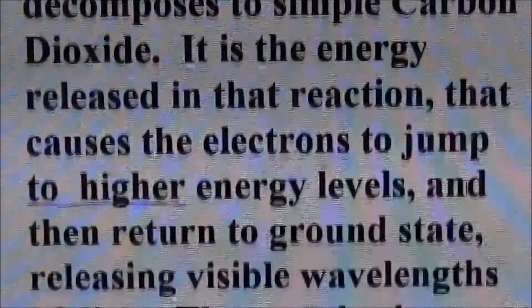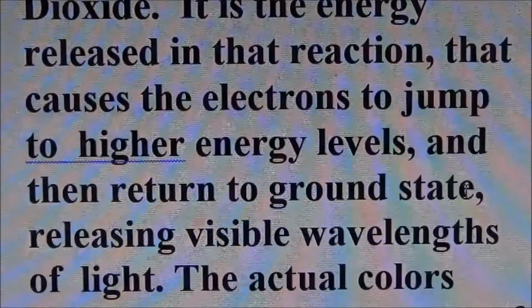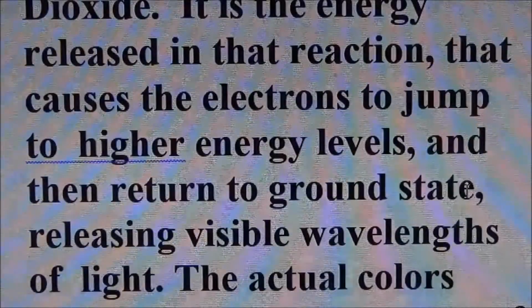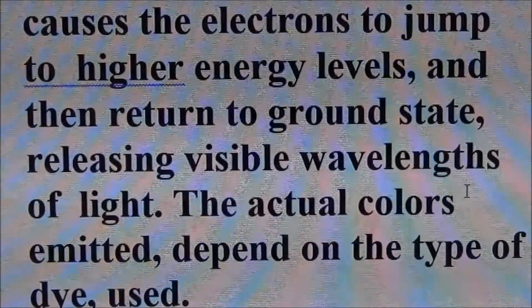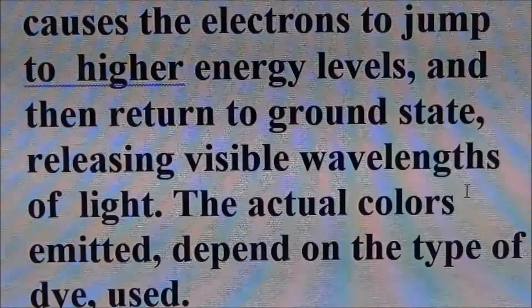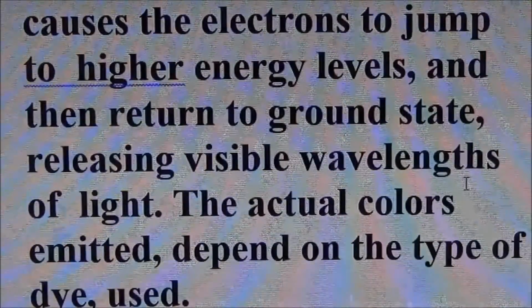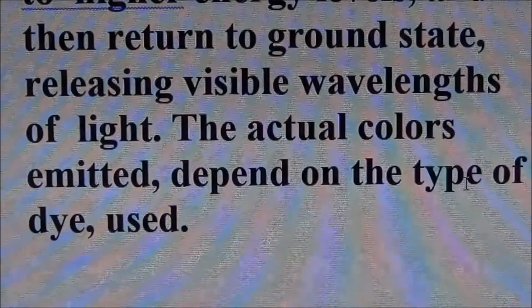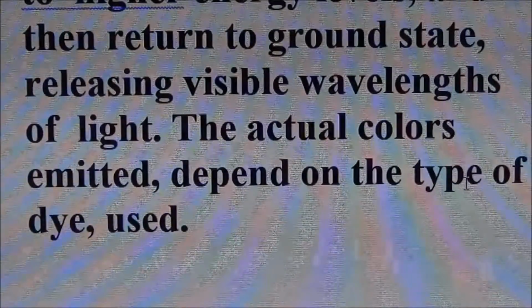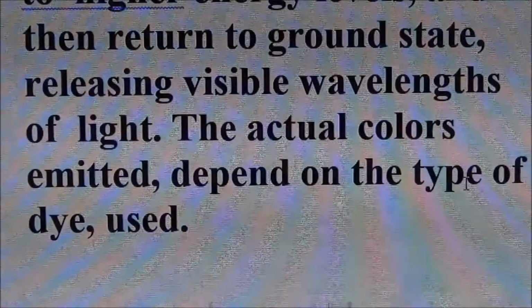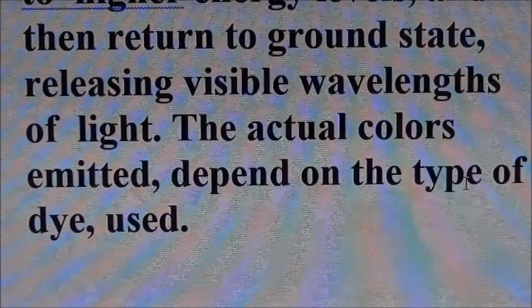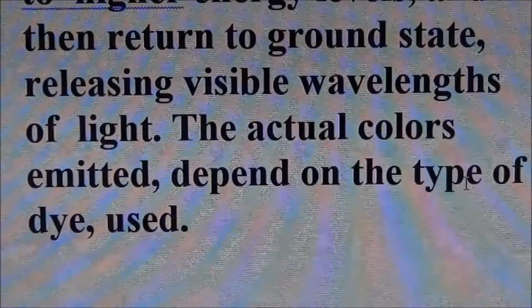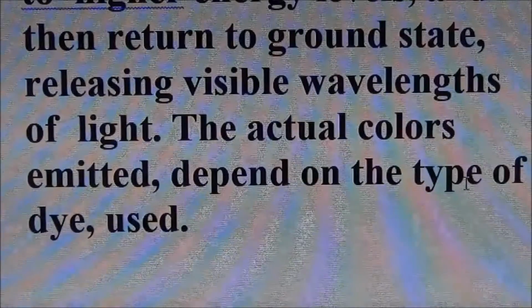It is the energy that is released in the decomposition to CO2 that causes the electrons to jump to higher energy levels. And once they are there, they return to ground state. When they return to ground state, they release wavelengths of visible light. In other words, the transition from the excited state for the electrons down to the ground state or near ground state gives off enough energy to be equivalent to some wavelength of visible light. The actual wavelength of visible light depends on a number of things, such as the type of dye that is being excited.